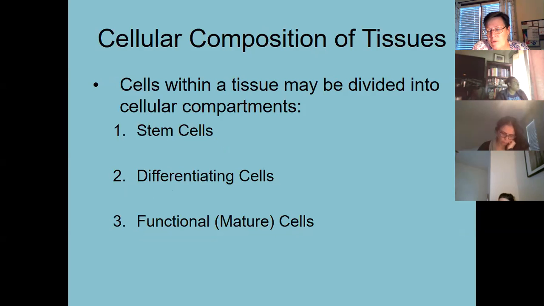Now, tissues, we've said, are composed of cells, and the cells within a tissue can be divided into different cellular compartments. And so we're going to talk about stem cells, differentiating cells, and then functional cells, and look at how the radiosensitivity varies among these different types of cells in a tissue.